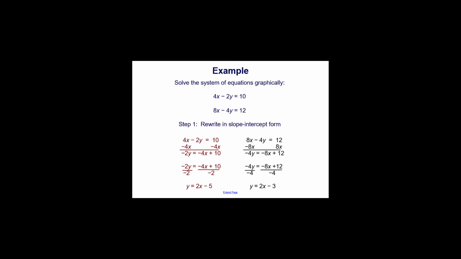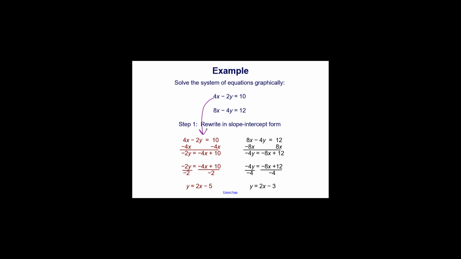Now let's take a look at this example. Again, it's asking us to solve the system of equations graphically. And we have the two equations, 4x minus 2y equals 10 and 8x minus 4y equals 12. Neither of these equations are written in slope-intercept form. So step number 1 is to write them in slope-intercept form by solving for y.